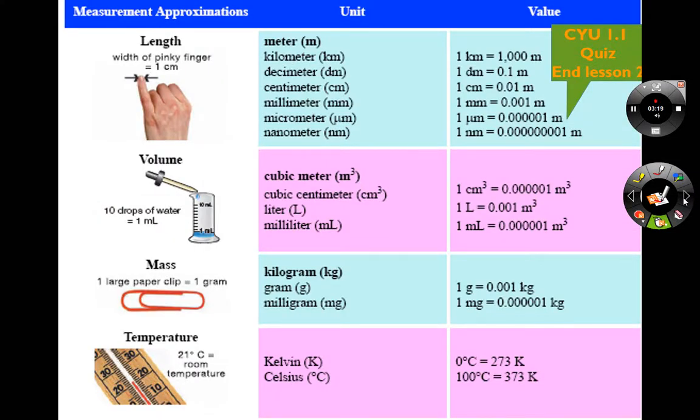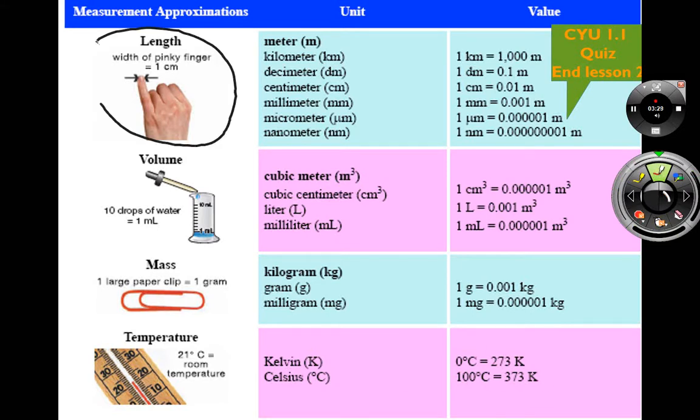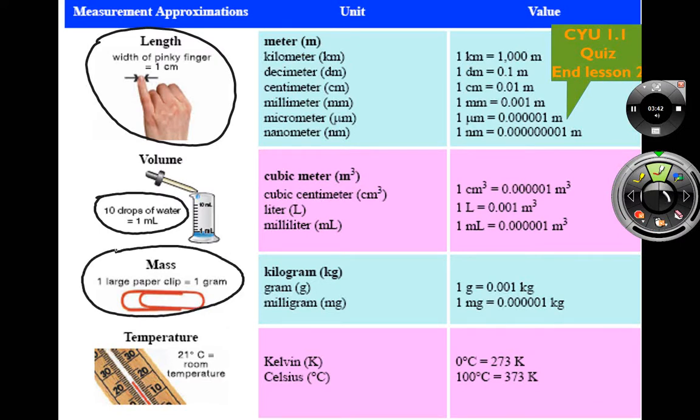Take some time to look at this particular chart. There are some things that you're going to need to know for our tests and quizzes. One of the things you need to know right away is that the length of your pinky finger is typically about a centimeter. You'll need to know that about 10 drops of water equal about 1 millimeter. The mass of a large paper clip is about 1 gram. And room temperature tends to be about 21 degrees Celsius.